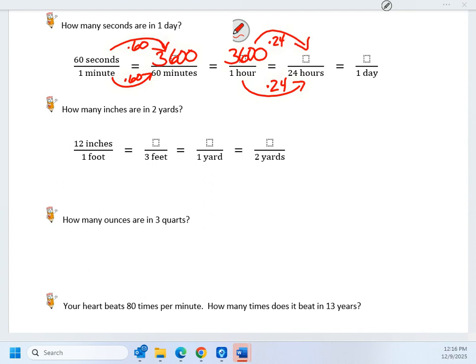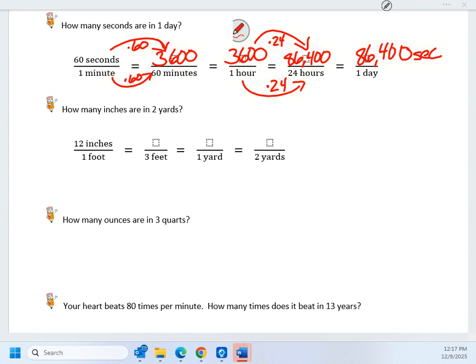Calculators are our friend. What is 3,600 times 24, Bo? 86,400. 86,400. 24 hours is the same as 1 day. So we can say there are 86,400 seconds in 1 day. So we have to go step by step, working our way up to the bigger measurement. That makes sense?